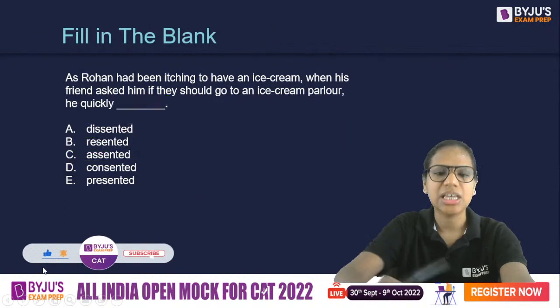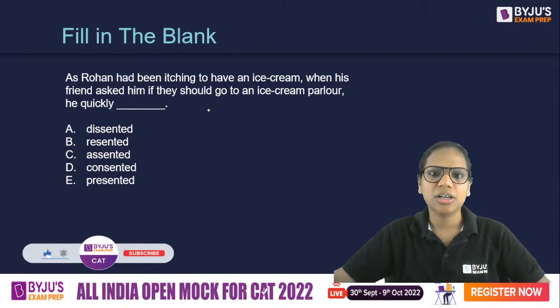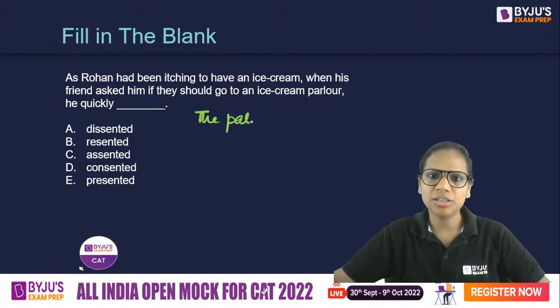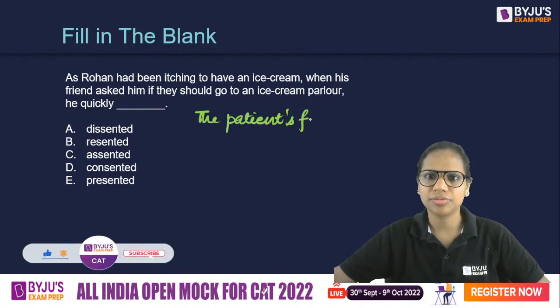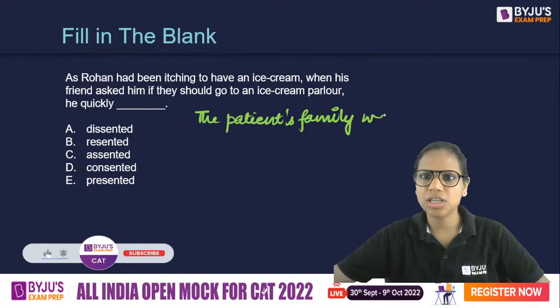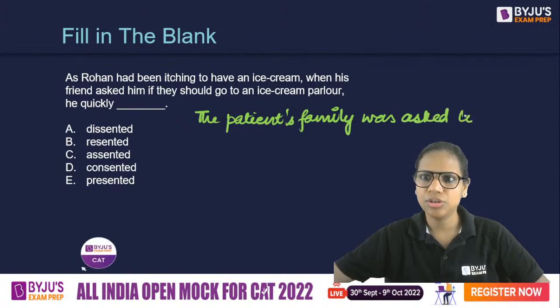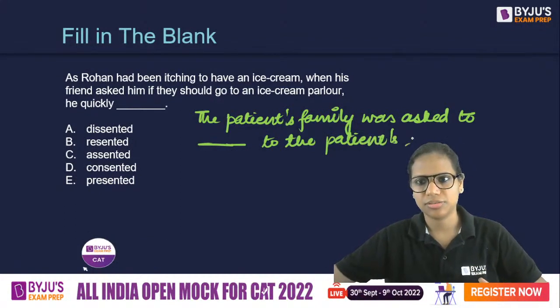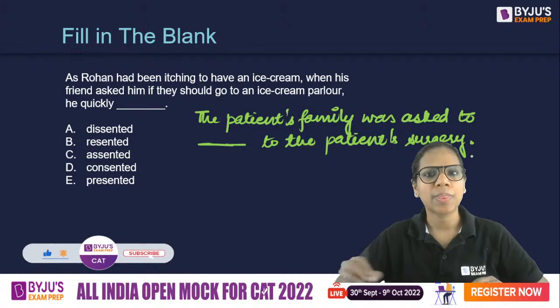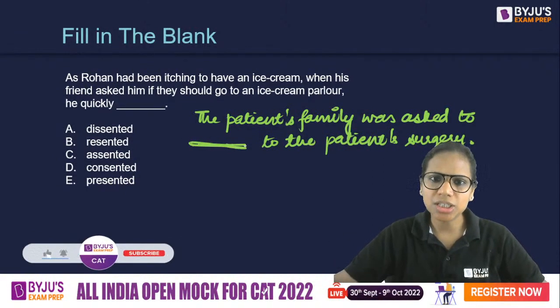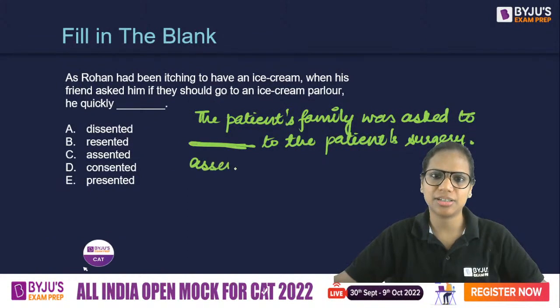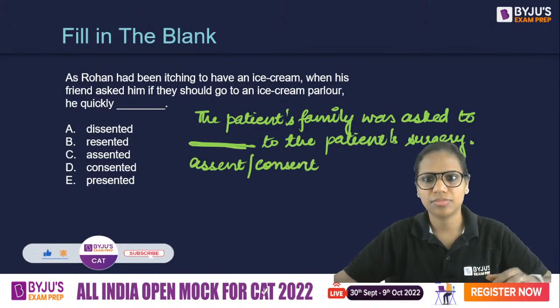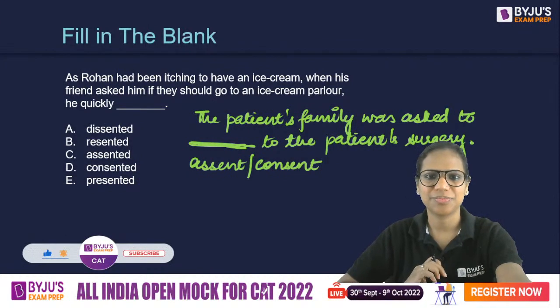Let's take some more examples. See, so when I say, the patient's family was asked to dash to the patient's surgery, right? The kin are asked, right? So now here, what do you think? To assent or to consent? What should I write? Let's see what you say.